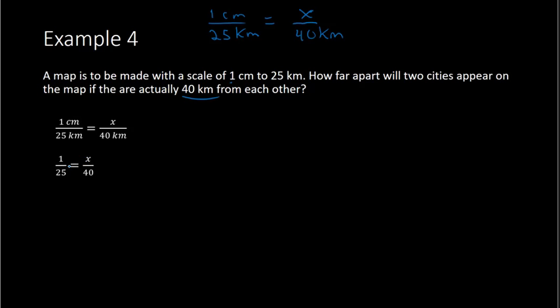So then to solve, I can cross multiply. 1 times 40 equals 25 times x. So 1 times 40 is 40, 25 times x is 25x. And then to solve, I can get rid of the 25 by dividing both sides by 25. On the right side, the 25's cancel. I'm left with an x over here. And then on the left side, I have 40 over 25. And when I divide those, I'm going to get 1.6. So my solution is that on the map, the cities will appear 1.6 centimeters from each other.